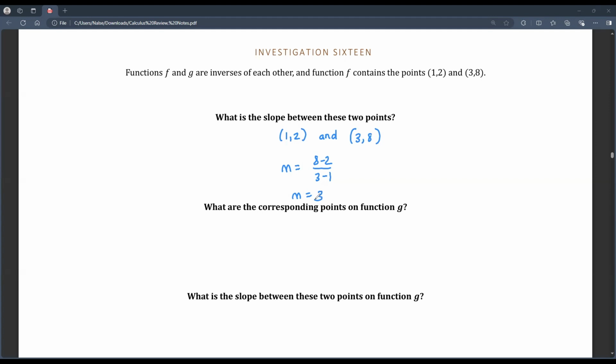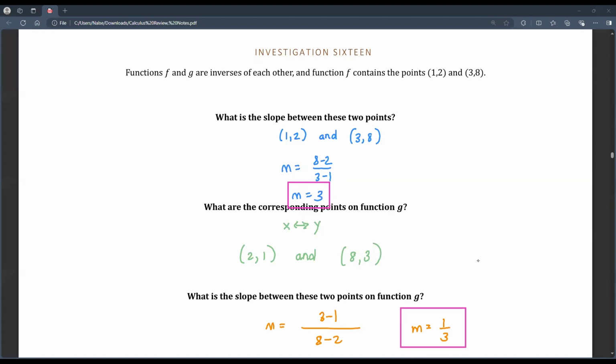If these points are on f, what would they be on g? Since f and g are inverse functions, all we need to do is flip the x and y coordinates of each point. Now, let's find the slope between these 2 points. The slope comes out to 1/3. Since the x and y values flipped positions, the slope also flipped. The 2 slopes that we found are reciprocals of each other, and this was the point of investigation 16. You need to know that inverse functions will have slopes that are reciprocals of each other when using corresponding points.